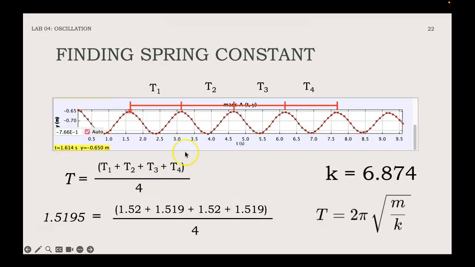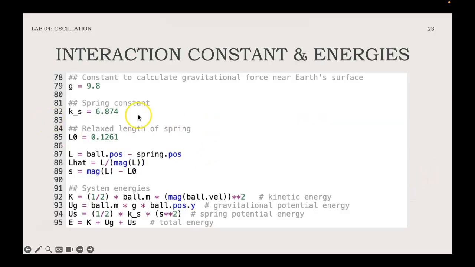To find the spring constant, we took a look at the y direction graph and found the average period of these 4 periods right here. That ended up being 1.5195, and we use this period with this formula, as mentioned earlier, to find the spring constant k, which is 6.874. And so we plug that into our code here.